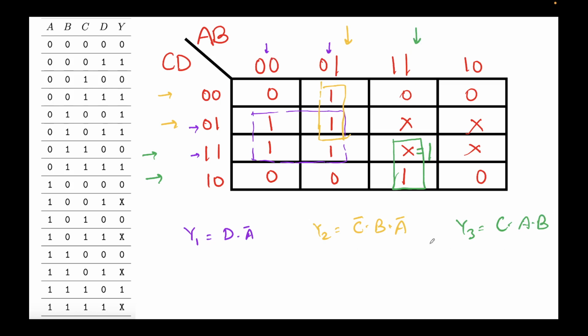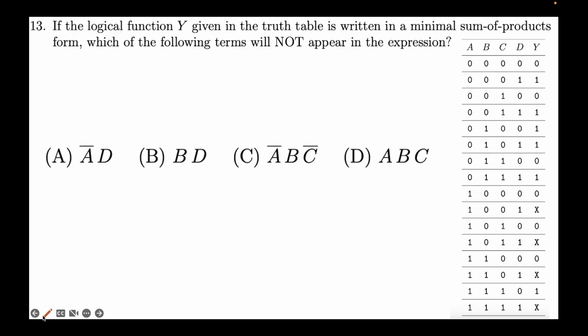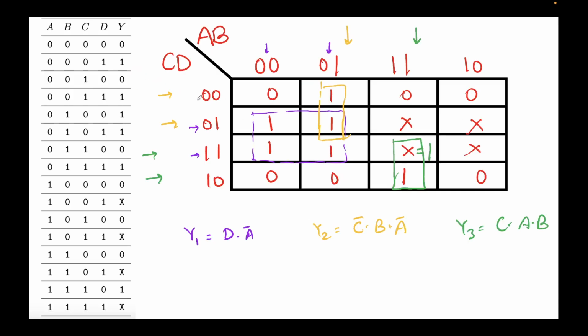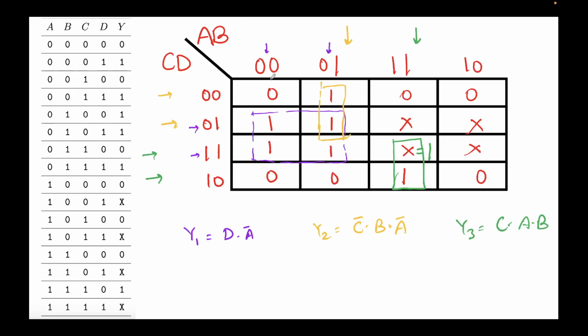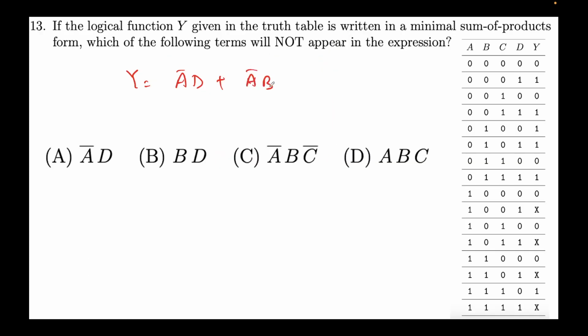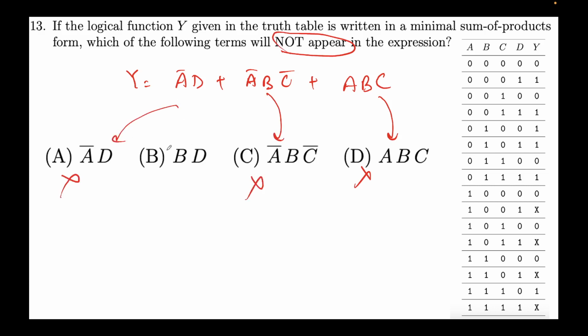So the total Y that I have obtained is A bar D plus A bar B C bar plus ABC. So ABC, this term is here, so this will not appear. ABC appears, A bar B C bar appears, A bar D appears, BD doesn't appear, so our answer is B.